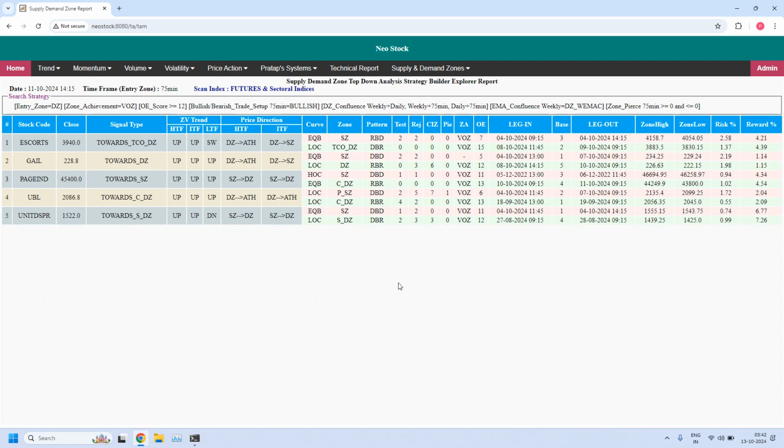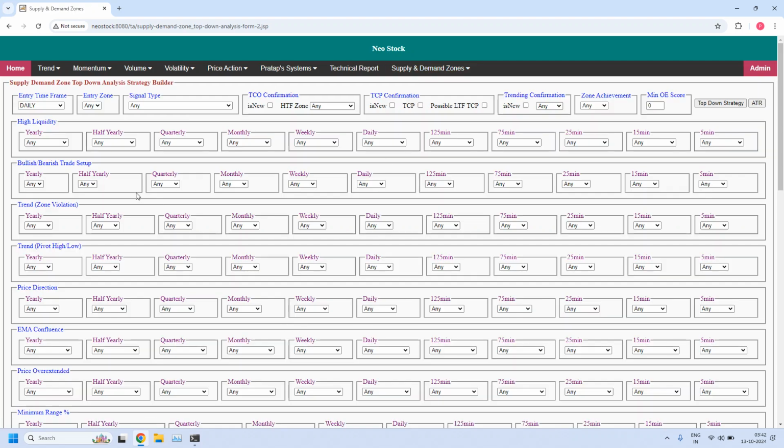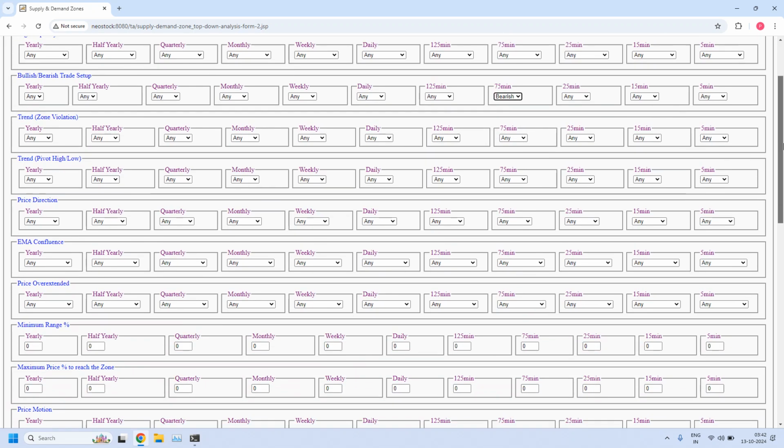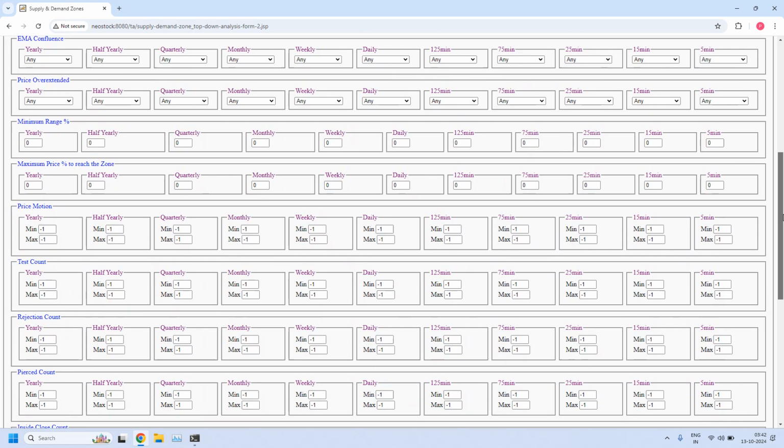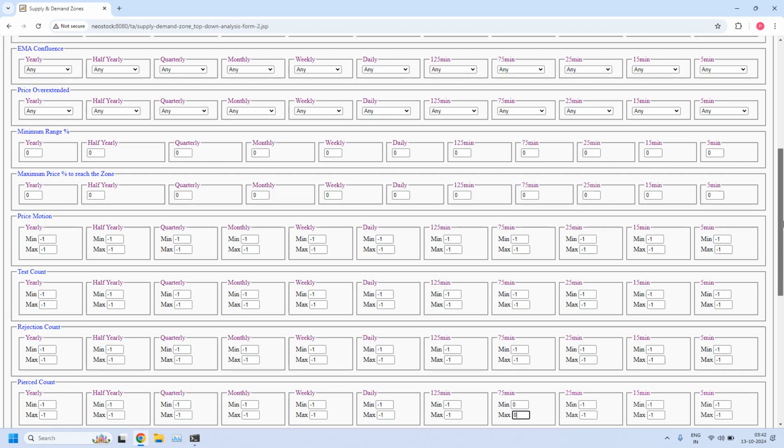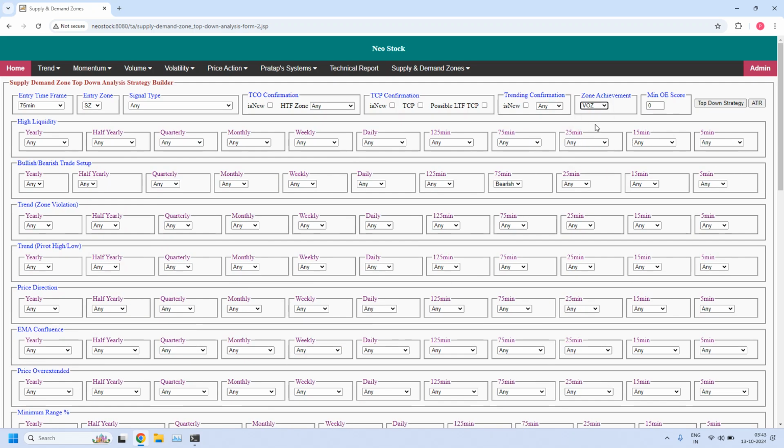Next, let us look for bearish trade setup for weekly income trade. So entry time frame 75 minutes, entry zone supply zone. In bullish or bearish trade setup at 75 minutes, I am selecting bearish. The 75-minute supply zone should not be pierced. So in the pierced count at 75 minutes time frame, minimum value I am setting 0, maximum value 0. Zone achievement VOZ, minimum odd enhancer score 12. All the 3 filters are applied to 75-minute supply zone.